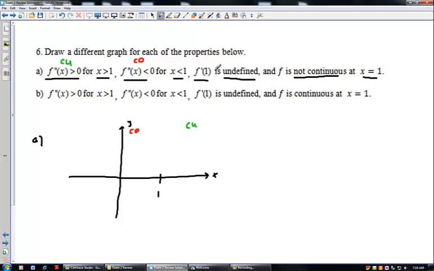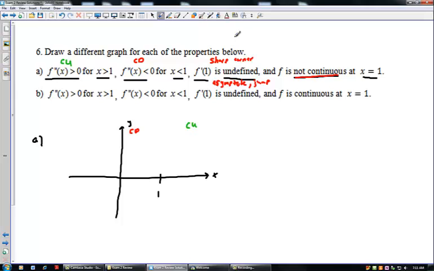F prime of 1 is undefined. So here it means it's not differentiable, so I'm going to have a problem here. I could have a sharp corner. That's one possibility. I could also have an asymptote there too. Or I could even have a jump. Those would all be 3 things that make f prime of 1 undefined, and it's not continuous there.